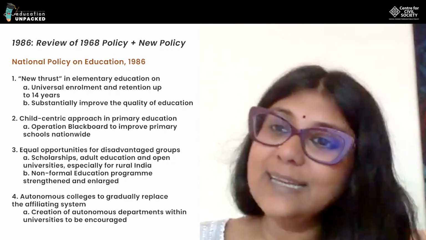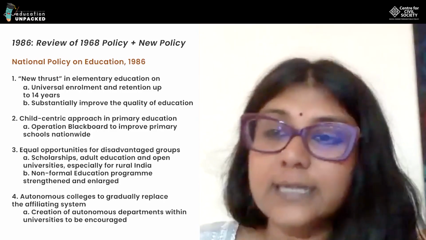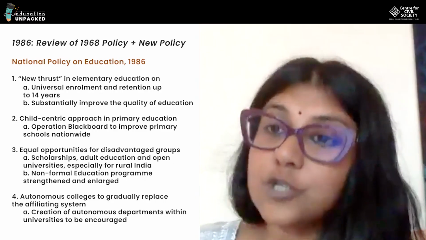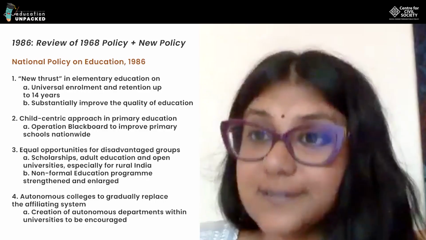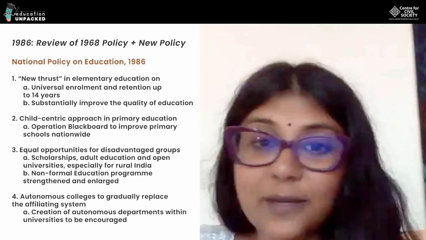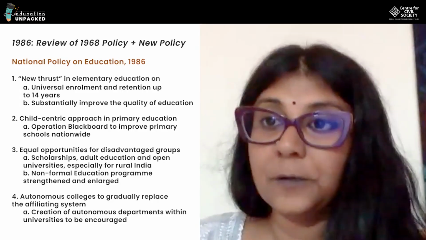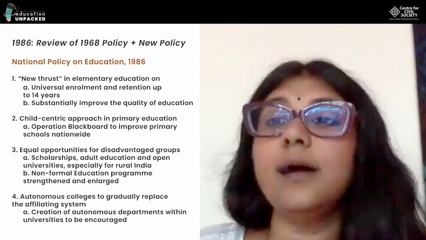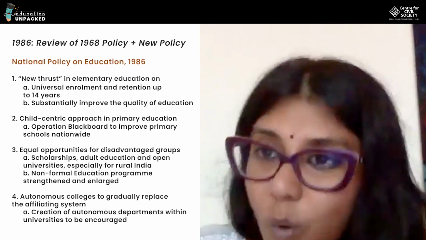These are not widely different from each other, but I think sort of reinforcing very strongly that we need to be doubling down on education of our people, not just in terms of literacy, but also in terms of capability, competence, productivity, and so on and so forth. And the new thrust in elementary education was to ensure universal enrollment and retention until age 14. And second was also, minorly, to substantially improve the quality of education.